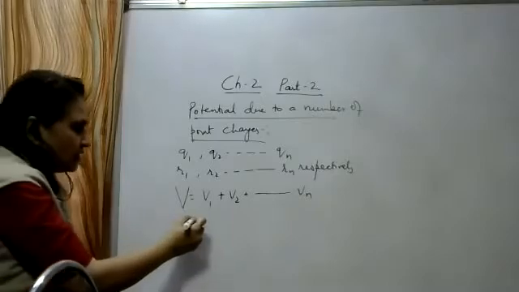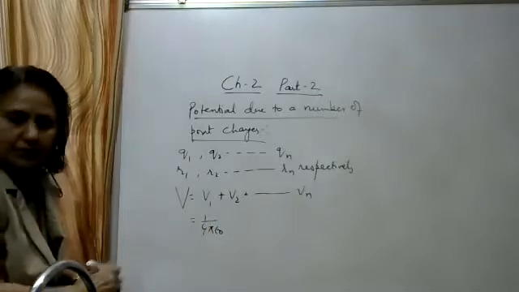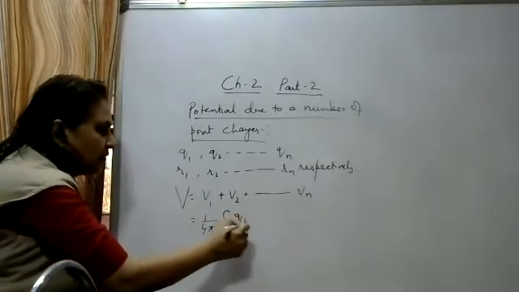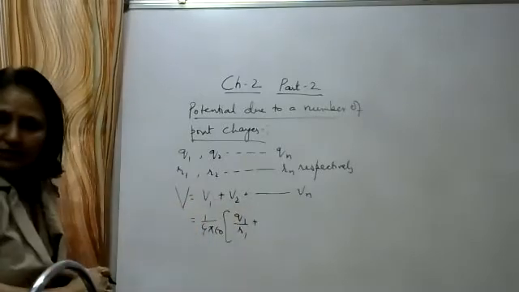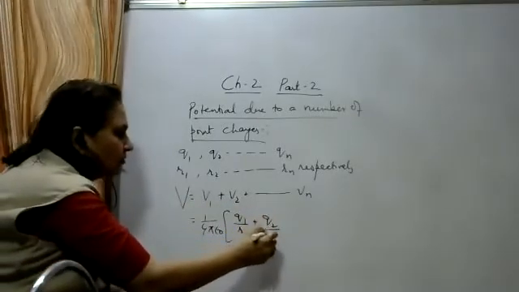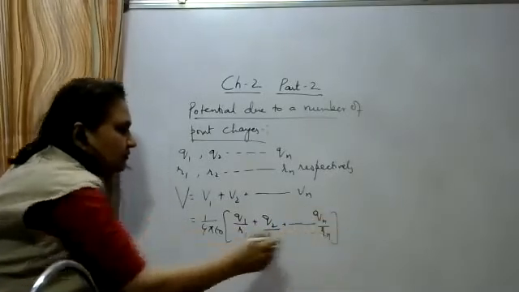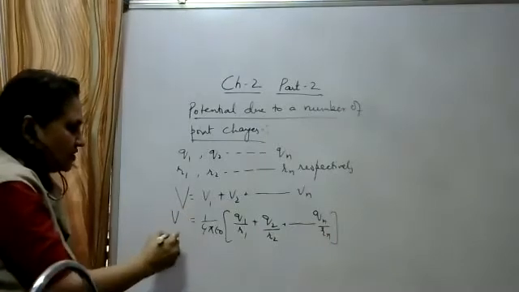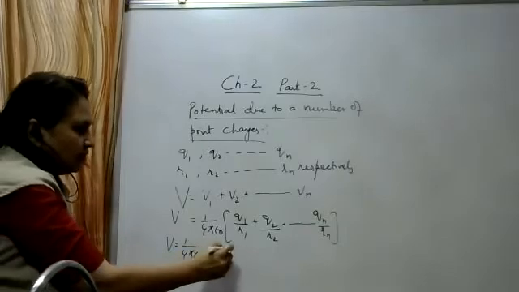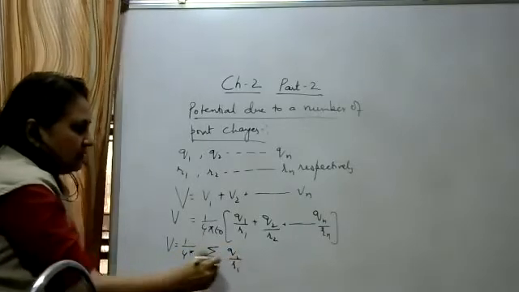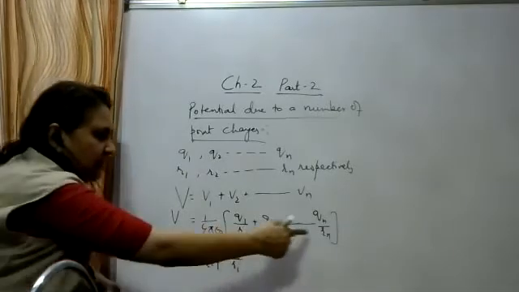Potential of the first plus potential of the second. What is the potential of the first charge? 1 upon 4 pi epsilon naught Q1 upon R1. What is the potential of the second charge? 1 upon 4 pi epsilon naught Q2 upon R2. And so on. For the nth charge, it will be Qn upon Rn. The total potential can be written as 1 upon 4 pi epsilon naught summation Qi upon Ri, where i varies from 1 to n.